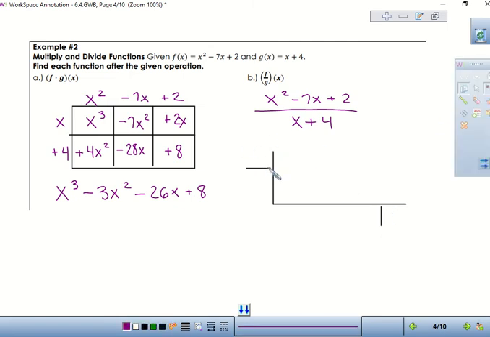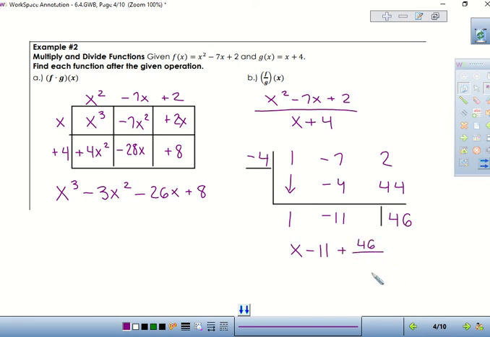So what's going to go on the outside of my synthetic division bars? Good. Inside? 1, -7 and 2. Good. We don't have any placeholders to worry about, so I can start by bringing down my 1, multiplying, combining, multiplying, and then combining. Remember, the one next to your remainder is your constant, and then it goes up a degree every time with x. So it's going to be x minus 11 plus 46 over x plus 4. Good, your original divisor. And that would be the final answer. That's as much as you can do with that.